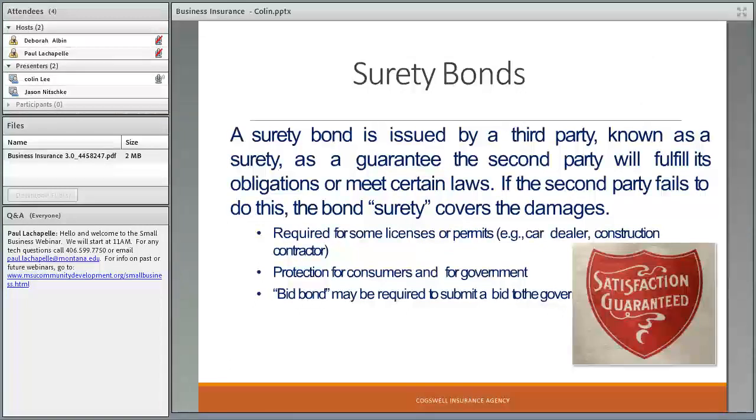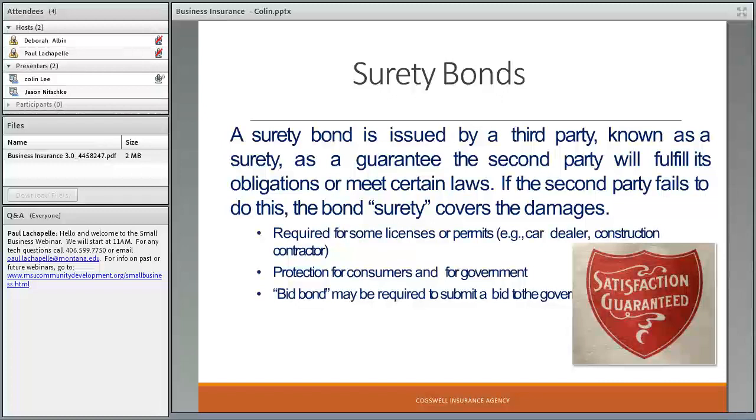Surety bonds are a little bit different than insurance. In surety bonds you have a third party, a second party, and a first party. The third party is the surety, the company. Let's say Travelers is your bonding company, so Travelers is your surety. The second party is the one doing the work, the contractor. And the first party is the owner. Insurance and surety bonds are similar, but they're not quite the same.